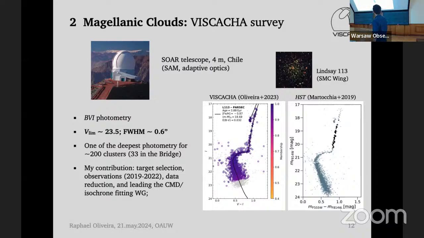Here it's very interesting. The VISCACHA CMD for this old cluster of 4 billion years, Lindsay 113, and the photometry from the larger telescope for the same cluster. Here I stopped at the completeness limit, but we actually go 1 magnitude more or less shallower than that, and as expected, larger photometric errors. But still, this is the best that we have with ground-based telescopes. And it's not doable to observe hundreds of clusters with the larger telescope.